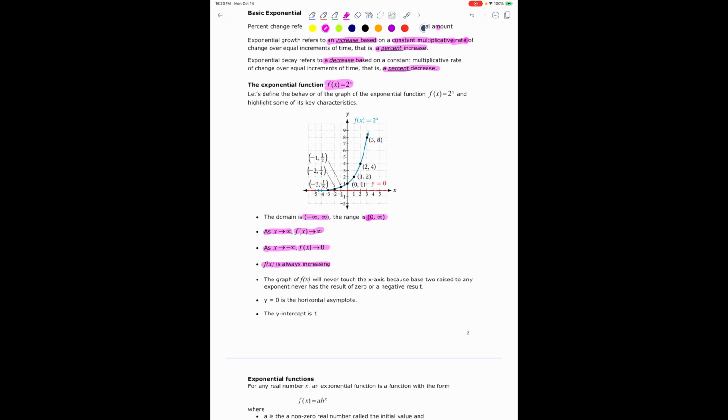As I mentioned before, the graph of f of x will never touch the x-axis because base 2 raised to any exponent never has the result of a 0 or a negative result. You will never see a negative result, and you will never see a 0 result. The horizontal asymptote for this function is the x-axis, or the line y equals 0, and the y-intercept is 1, or 0 and 1. So that is the y-intercept right here. These are the characteristics of this function.